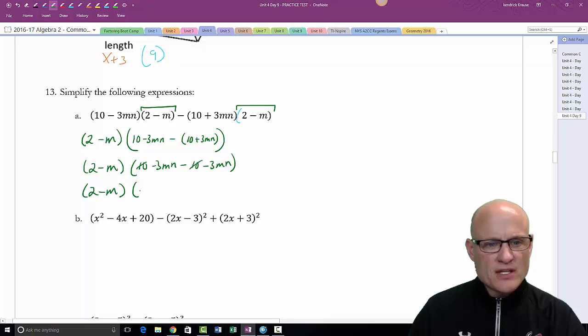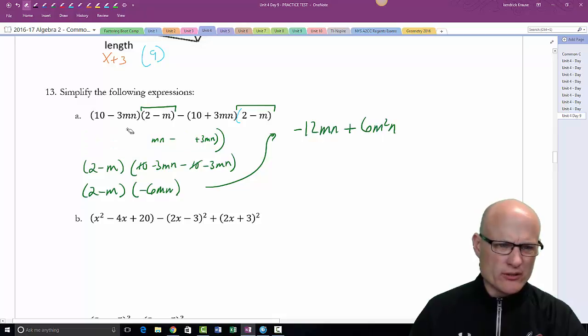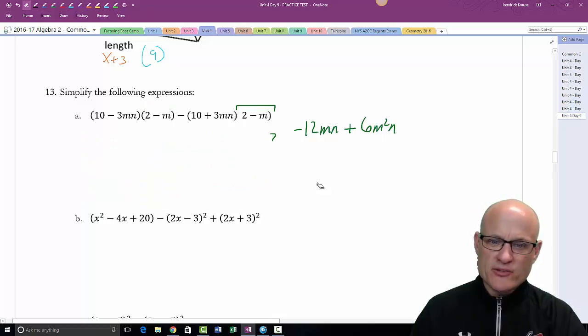these cancel, negative 6mn. So for a final answer of negative 12mn plus 6m squared n. But that's really weird. Maybe I don't know what that was. Let's see if I can get it right. Let's see if I get the same result doing it a different way.